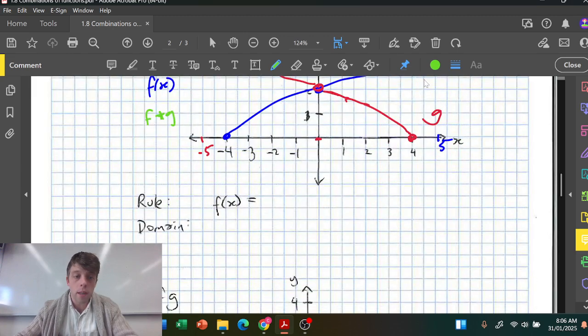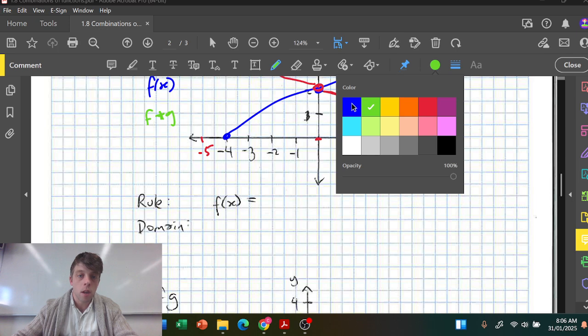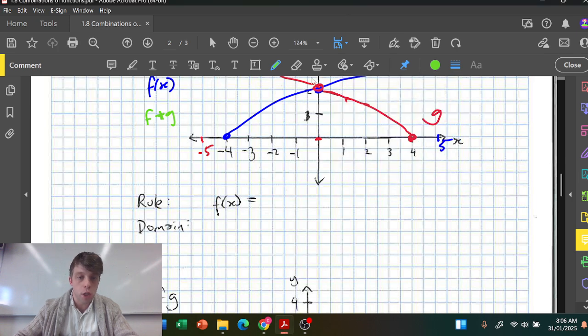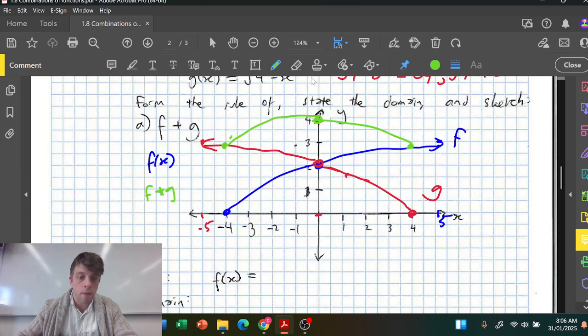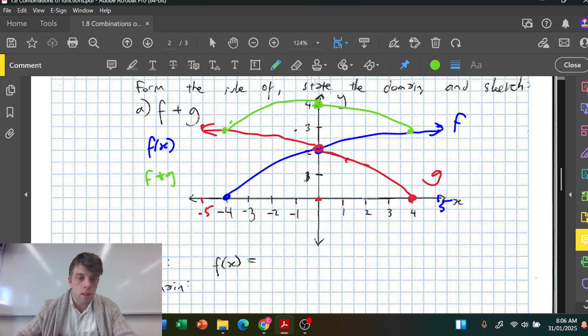All right, let's do one more example. Actually, let's just finish this up. The rule for f plus g is going to be just f... what are we trying to do here? The rule for f plus g, I think, is what it's wanting.